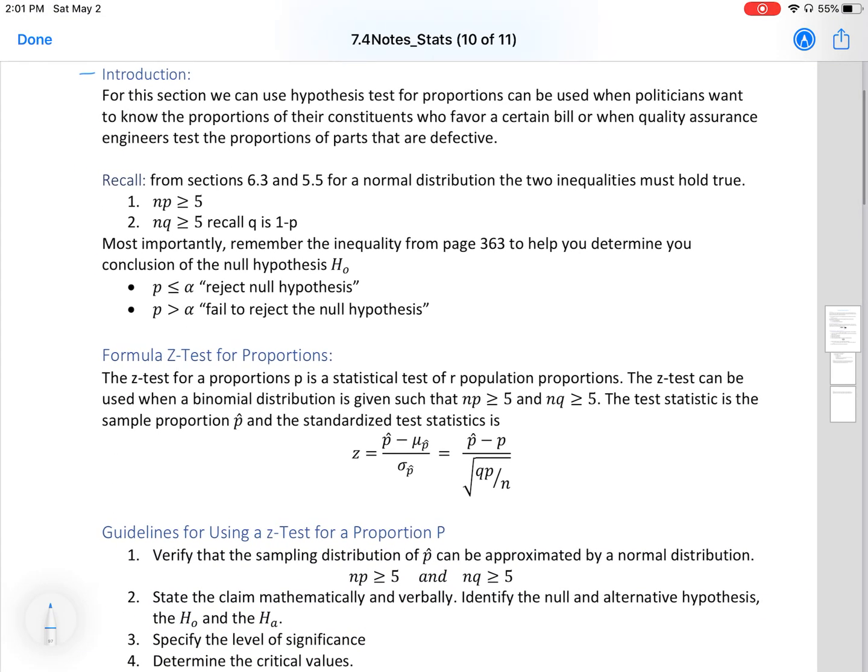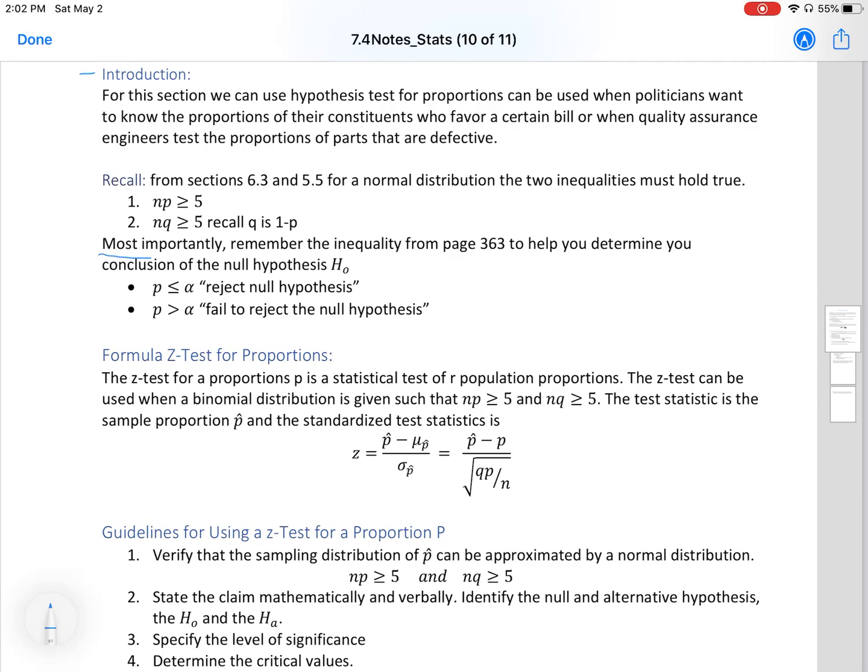So very important. Recall from section 6.3 and 5.5 for normal distributions, the two inequalities must hold true. And this is when we're working with proportions in order to assume it's a bell shape. N times P has to be greater or equal to 5, and N times Q has to be greater or equal to 5.